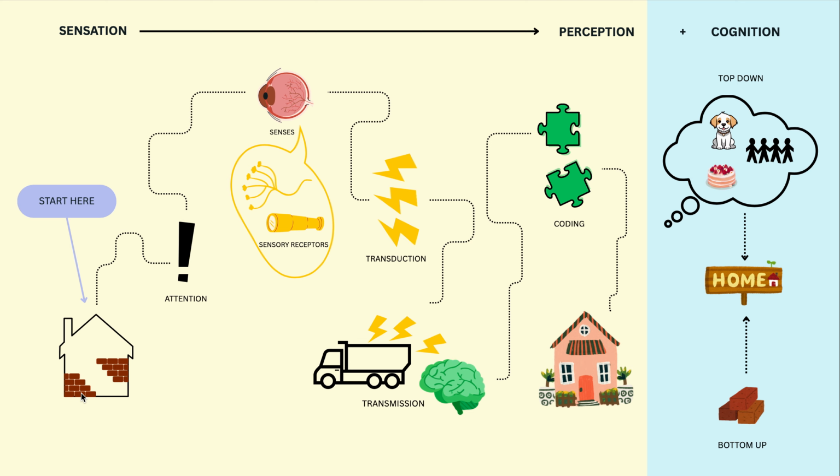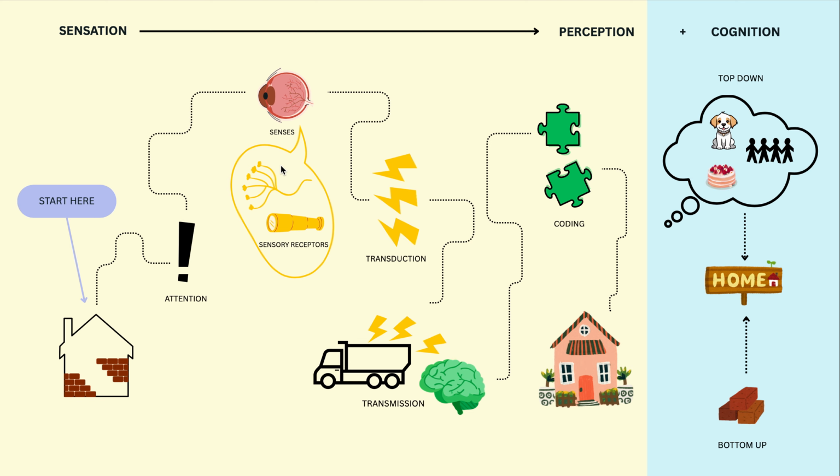In this example, the organs are our eyes, and the initial external stimuli will be the individual components of the house, such as the bricks. The bricks capture our attention, which is the cognitive process of selectively concentrating on a specific stimulus. This stimulus is detected by our senses. Our senses inside have specialized cells called sensory receptors, which detect physical energy such as light.